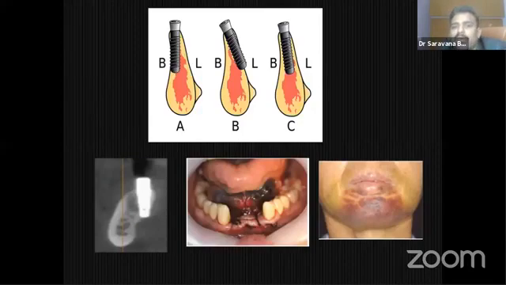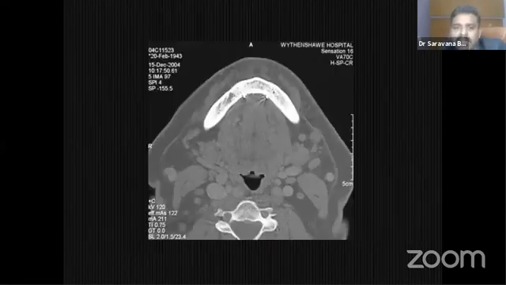So we have to be very, very careful in analyzing the morphology of the alveolar ridge in the mandibular anterior region. This is a case that caused perforation. Look at the implant perforation here. This is the huge sublingual hematoma here.